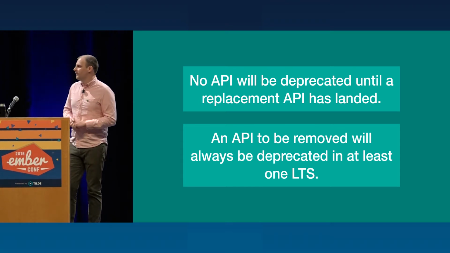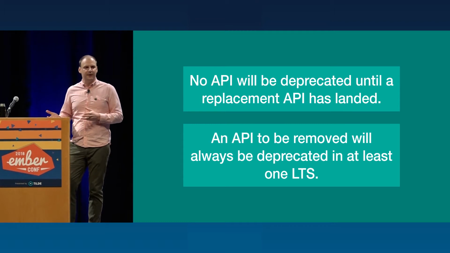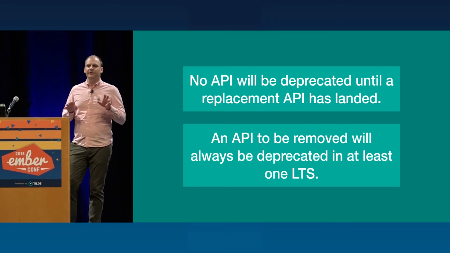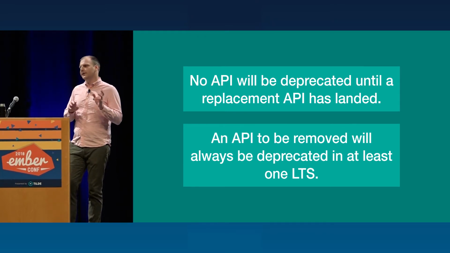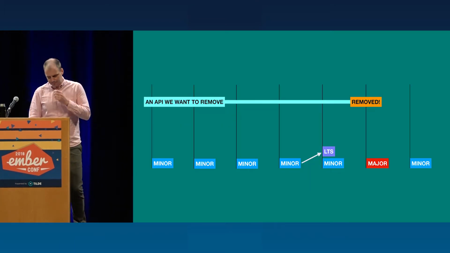And the second thing is that even if you use Ember, you consume Ember at a little bit of a slower pace. You're not keeping up with every single release. Everything will be deprecated in at least one LTS. So even if you are the most conservative of organizations, you're still going to get all the same warnings that you would if you were keeping up with everything every 6 weeks. So don't feel like you're missing out.